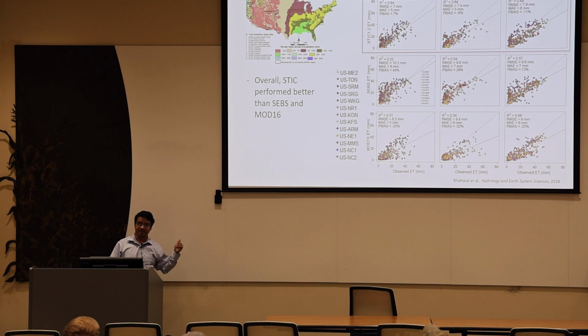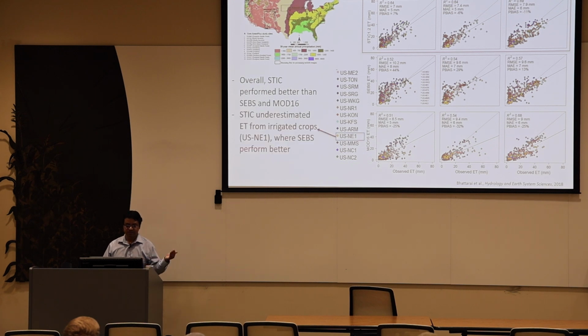MODIS ET is the NASA ET product. What we found when we applied it over the US, under dry, normal, and wet conditions, is that the model actually worked better than the other two models, including the NASA product. But when you look at the irrigated maize site in Nebraska, the model actually didn't work better. It's not as good as another model called SEBS.